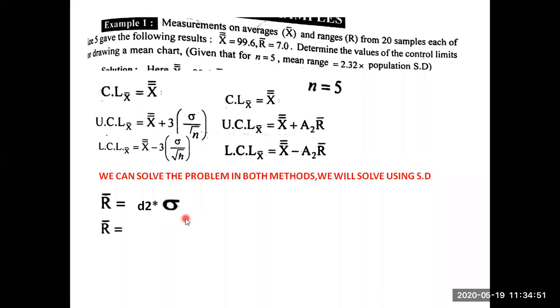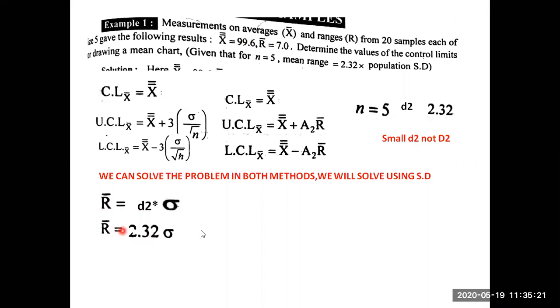So R bar is equal to, so let us check it. What he is saying is the D2 value you have to find out. Small d2, for n is equal to 5, small d2 value is 2.32. That is in the tables. So d2 value completed. Standard deviation, no, he didn't give the standard deviation. R bar he has given. R bar is equal to 7.0. From that one you conclude the sigma.